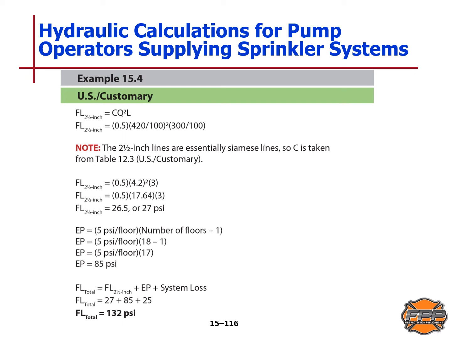So when we add everything together, we have friction loss total equals friction loss of the 2.5-inch line plus the elevation pressure plus the system loss. That gives us friction loss total equaling 27 plus 85 plus 25. We add those together. Our total friction loss is 132 psi.